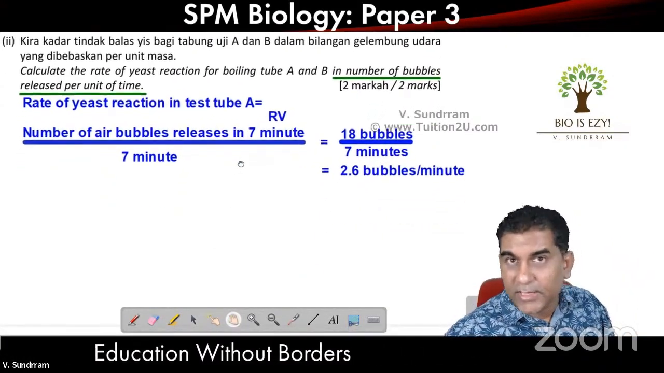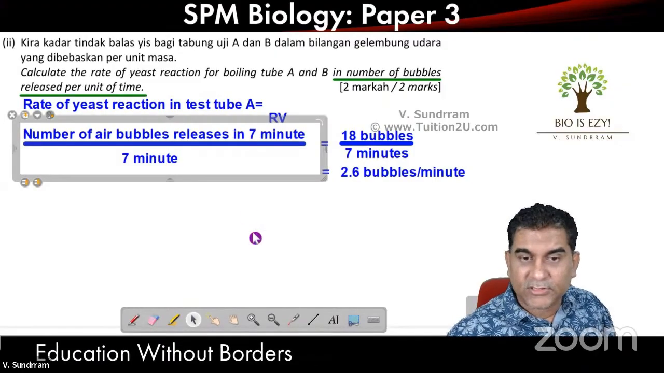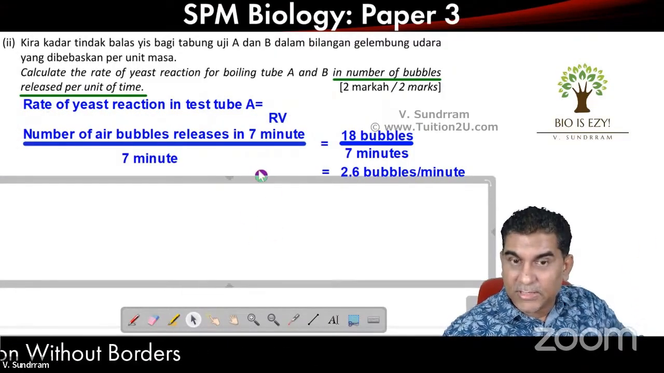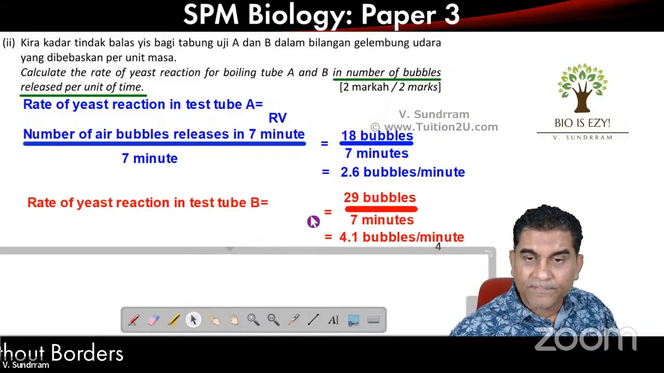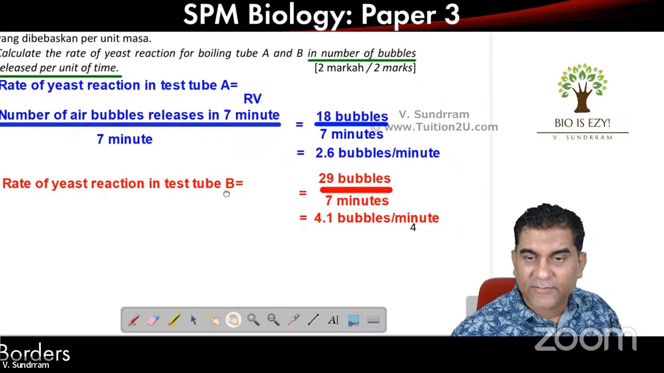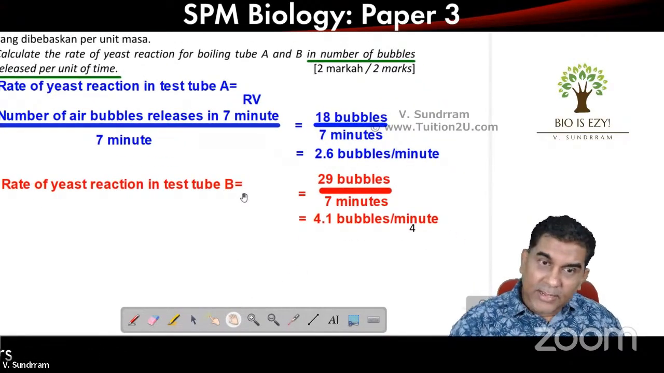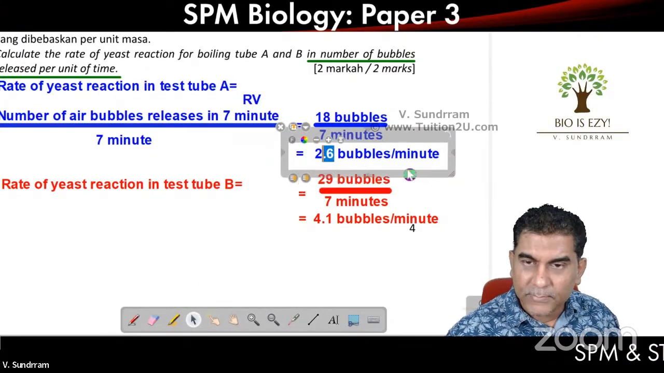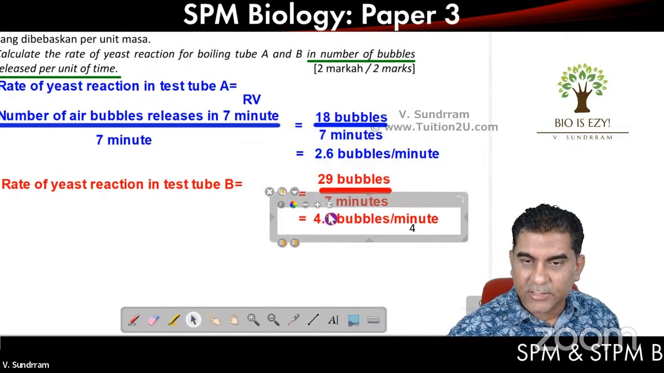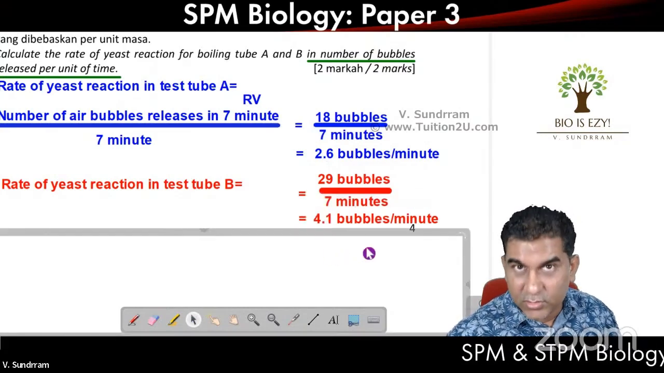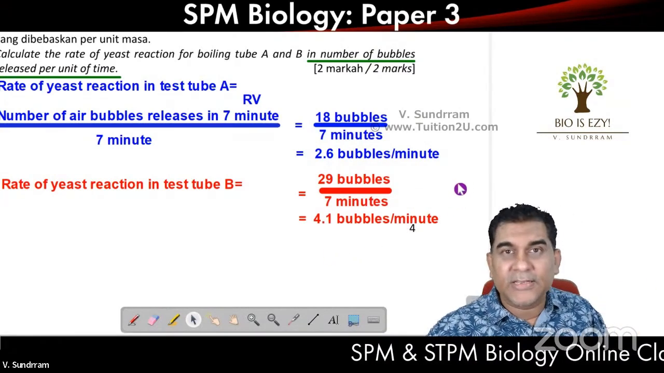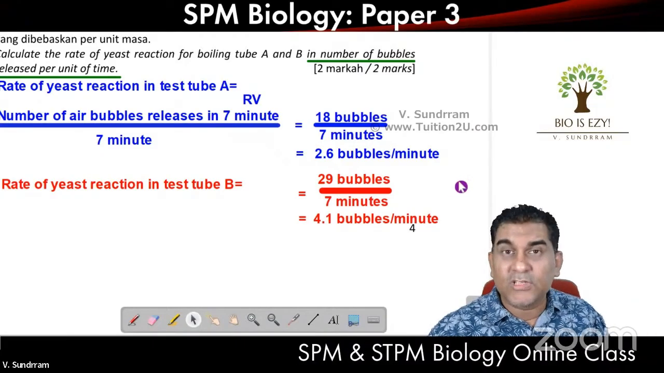For test tube A, I show the formula. For test tube B, I go straight into the working because I already wrote the formula earlier. So to save time, I just write the working and I get 4.1 bubbles. Realize that this is 1 decimal point. This is 1 decimal point. Follow the decimal point. Some students ask me, so how many decimal points do I need? Maximum you go is 2.